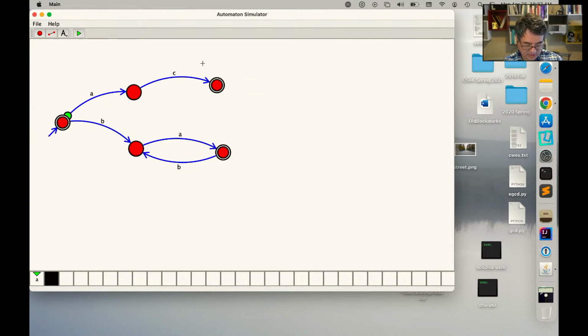Okay, so I can do A and then C. I can start it over again. I can do B, A, and then more BAs. Of course, I can do nothing at all, and that's accepted as well. I can do a single BA, and that's accepted.